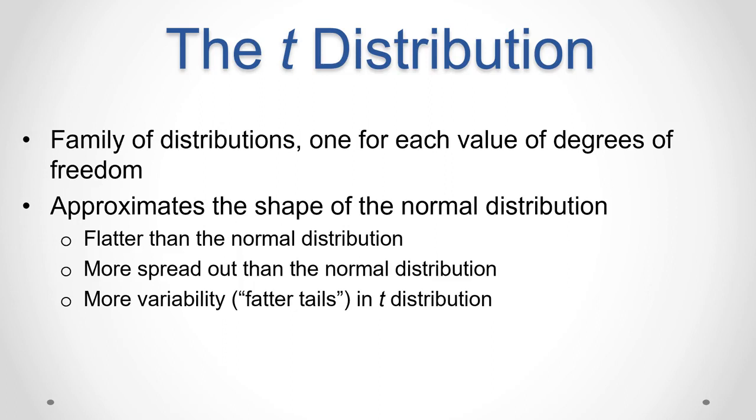The t distribution is a family of distributions, one for each value of degrees of freedom. The t distribution approximates the shape of the normal distribution. Again, it is flatter than the normal distribution, more spread out than the normal distribution, and has more variability or fatter tails, specifically for smaller sample sizes.